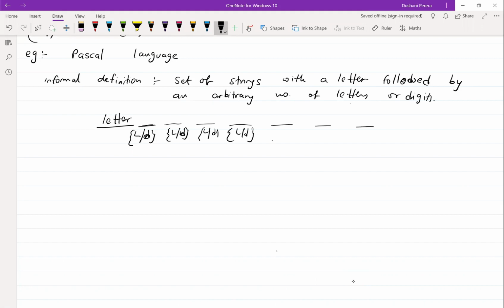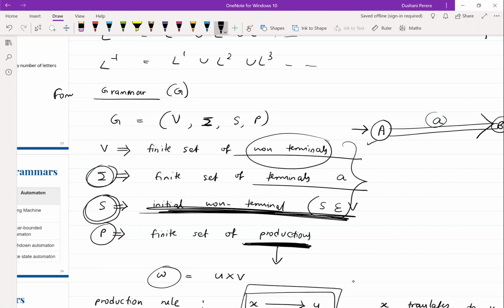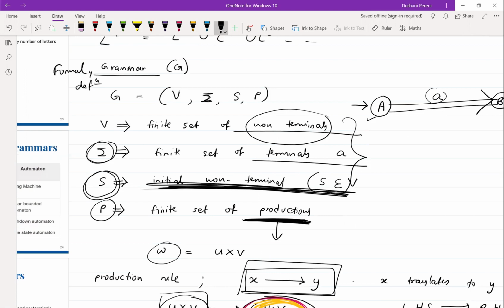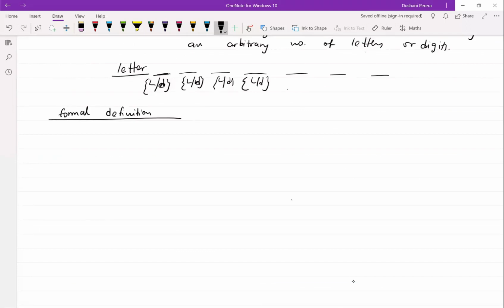Now let's give it a formal definition. The formal definition of the grammar. Okay, here we take the V, sigma, and so on, and this is the formal definition of a grammar. Okay, right. So we are given the formal definition. Then how do we say it? Now we have a string.